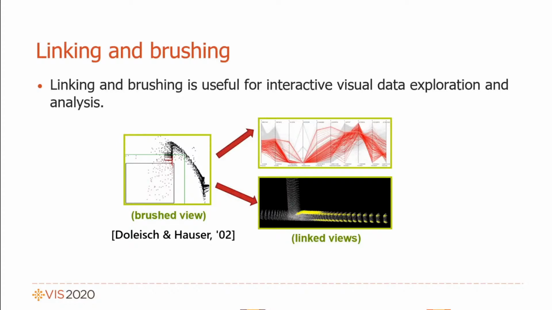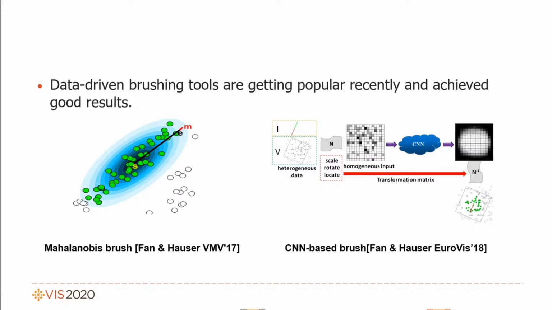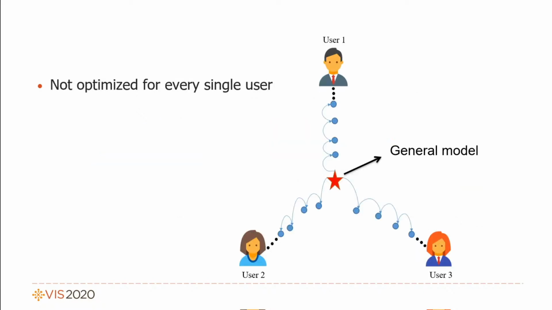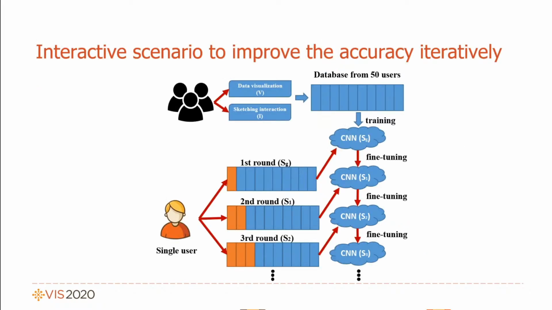Linking and brushing is very useful for interactive visual data exploration. Data-driven brushing tools are getting popular recently and achieve good results, for example the Monet-based brush and the CN-based brush. However, these brushing tools are optimized by the data from a large number of users, which are not suitable for everyone. In this paper, we introduce an adaptive brush model which takes the user in the loop to improve the brushing accuracy.